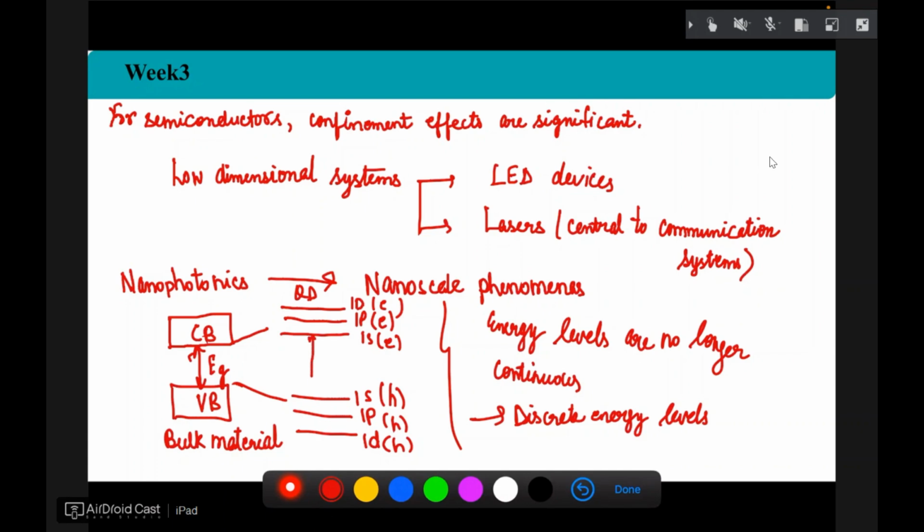So here Eg is equal to Eg bulk plus delta E, and that is the difference.